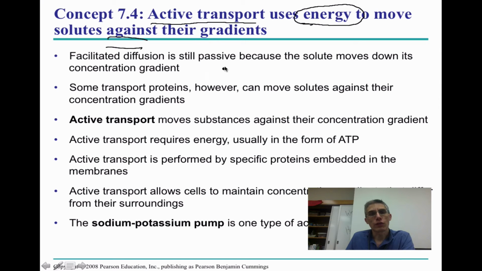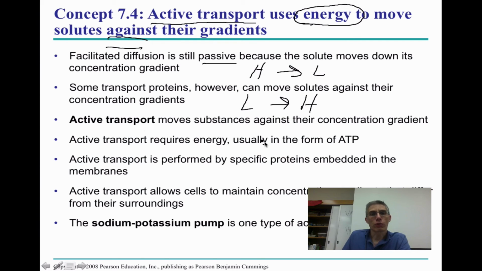Now, facilitated diffusion is still considered a passive type of transport system, and that's the one we talked about in the previous slide, simply because the solute is continuing to move down its concentration gradient. In other words, going from high to an area of low. Now, there are some transport proteins, however, that can actually move the solutes against their concentration gradients, in other words, going from low to high.